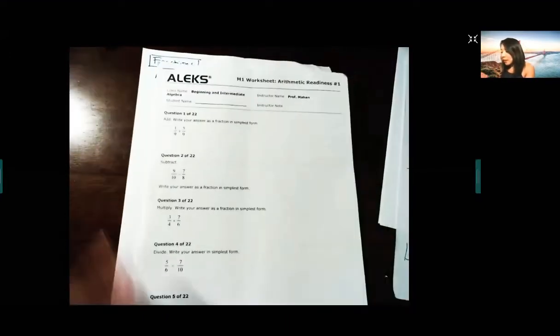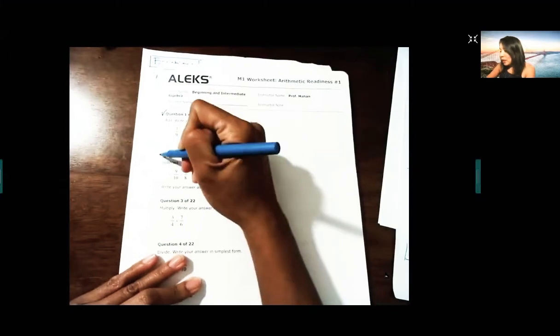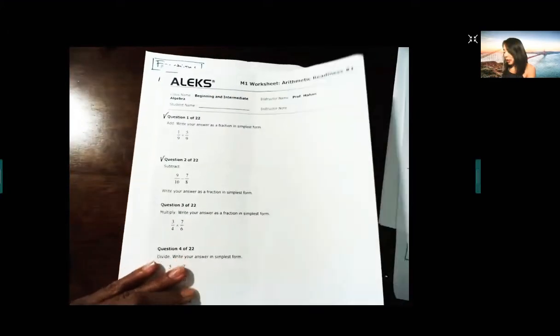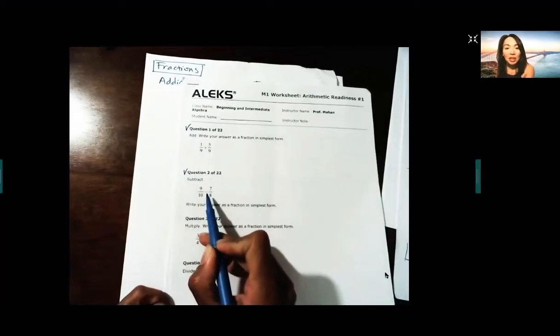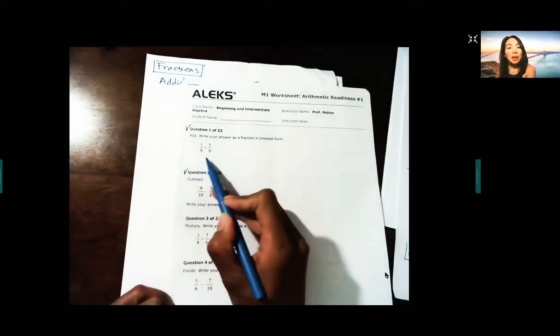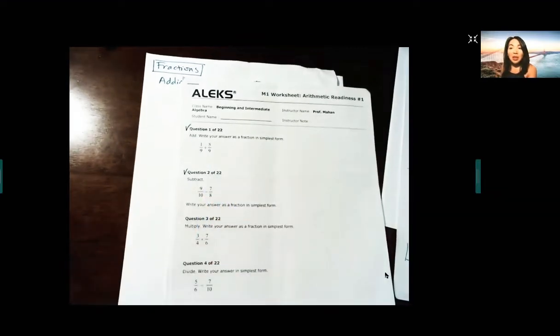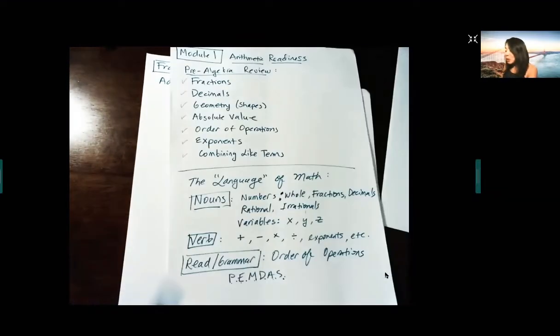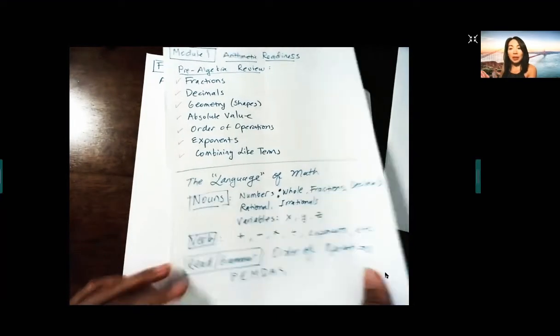And if you're following along on your worksheets, which I hope you are, I'm going to be tackling question 1 and question 2 on your worksheet here. So as you can see, there's an adding sign and a subtraction sign. So the nouns for these problems are fractions. And I also need to notice what the verbs are. So we want to notice what the nouns and what the verbs are of an expression that we see on a piece of paper.